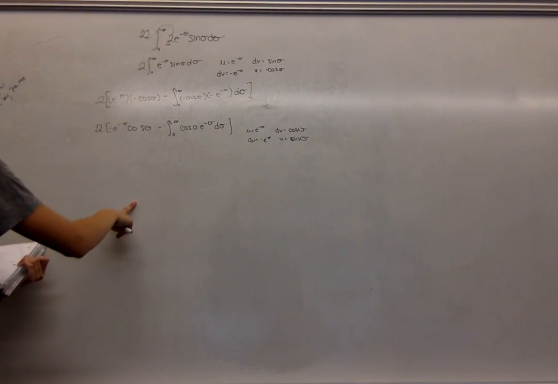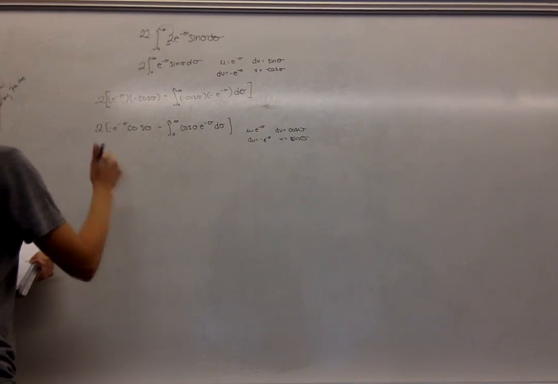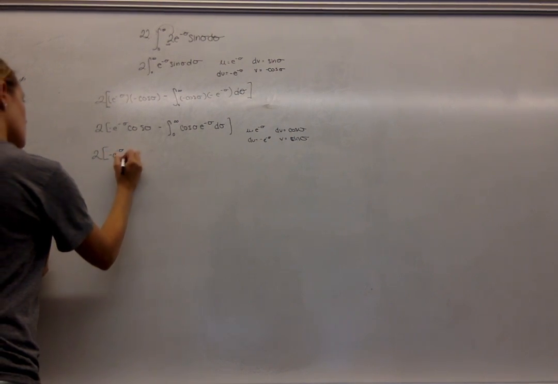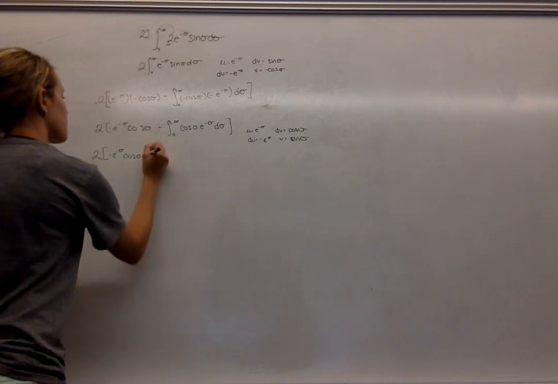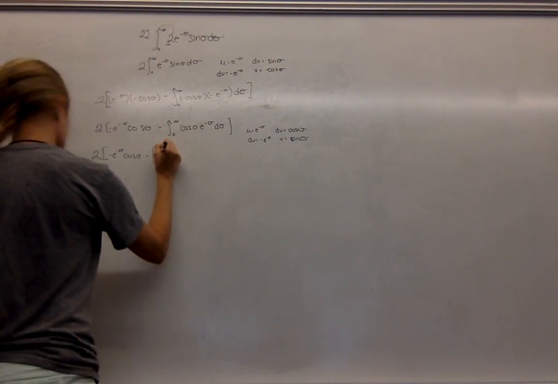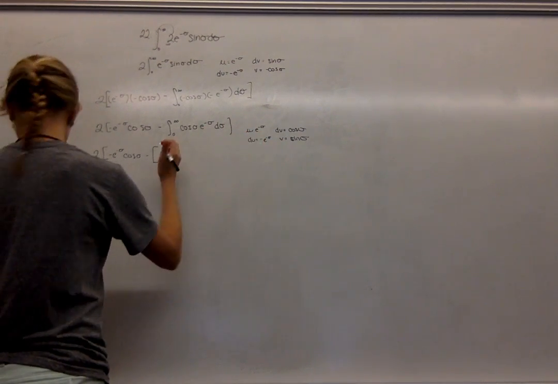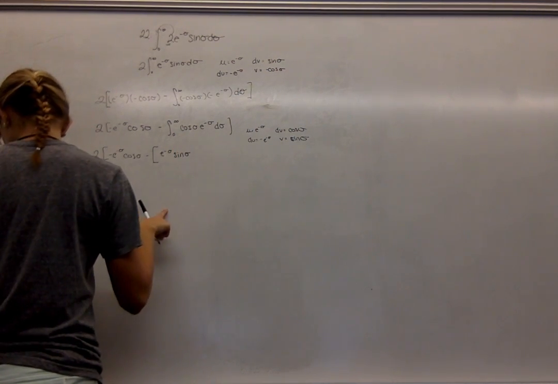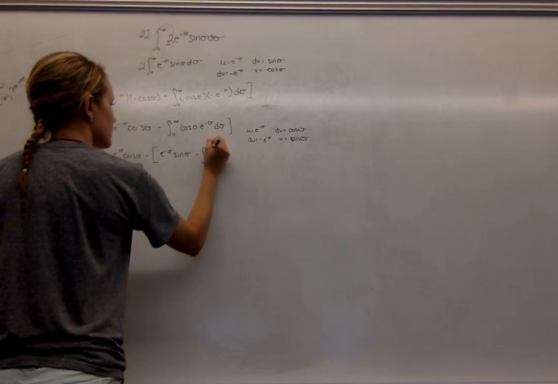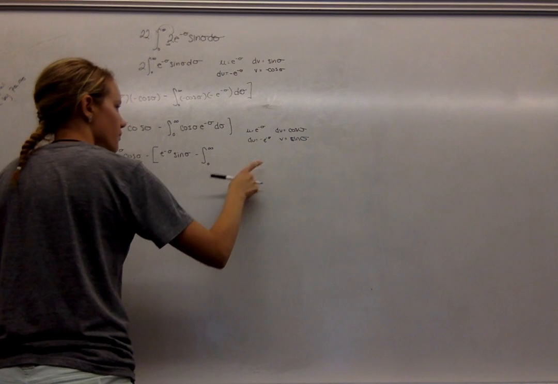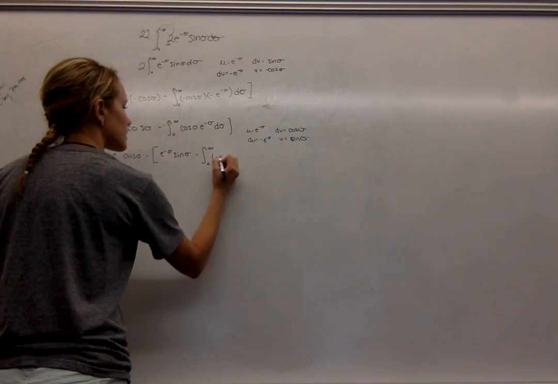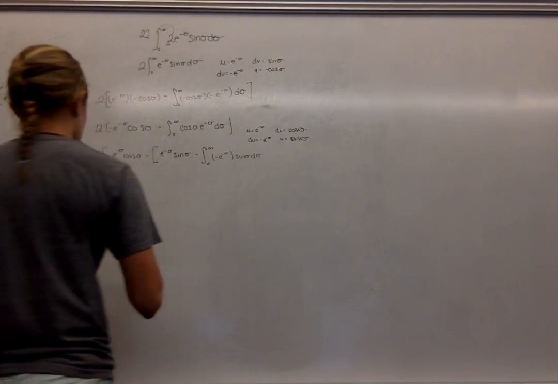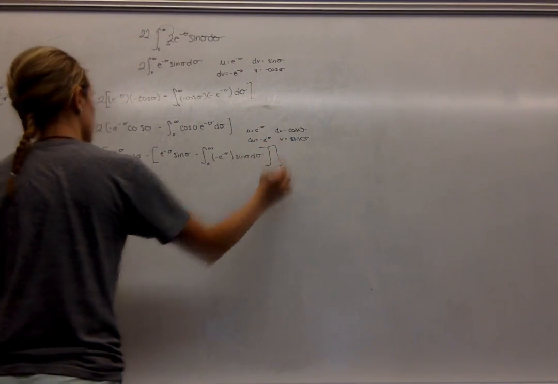Now from this step, it's going to get a little messy. We see it's going to equal 2 times negative e to the negative theta cosine theta minus, now we need to put more brackets here, u times v, so e to the negative theta times sine theta, minus the integral from 0 to infinity of du times v, negative e to the negative theta times sine of theta d theta. And we'll put one more bracket right there.